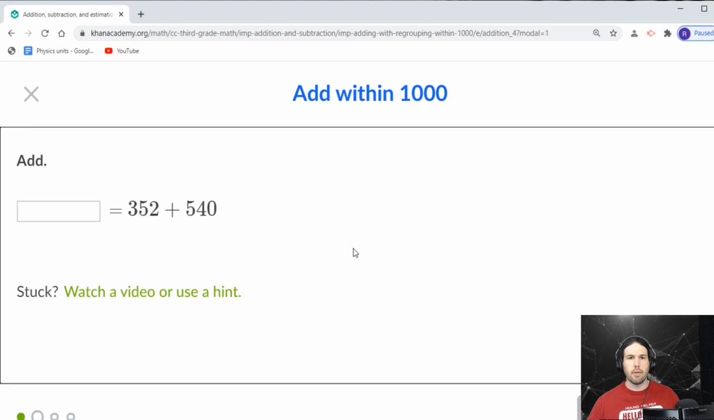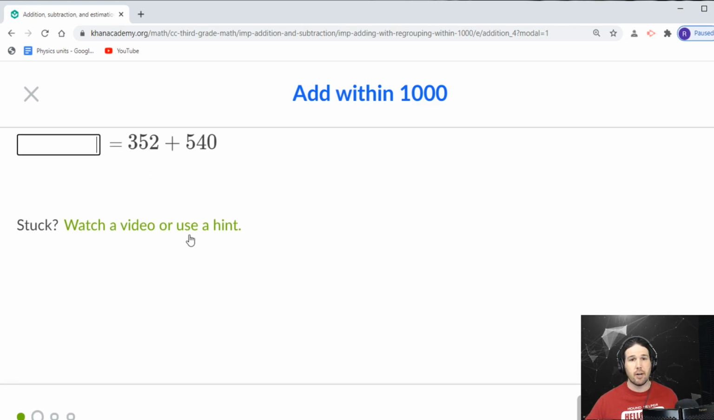Blank equals 352 plus 540. Once again, there is no carrying, there is no borrowing. This is going to be pretty simple. So I'm just going to go ahead and put the answer down. This is review after all, 892.